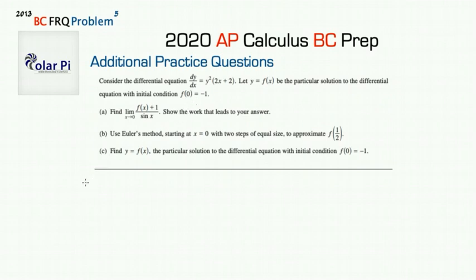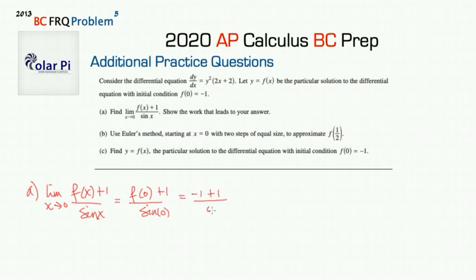So on part A, the limit as x goes to 0 of this quotient, f of x plus 1 over sine x. Plugging in, we get f of 0 plus 1 over sine of 0. Surprise, surprise. Since f of 0 is -1, it's -1 plus 1 over sine of 0, which is 0, so this is 0 over 0. And therefore, we have to use Bernoulli's rule. Yes, you heard me right.